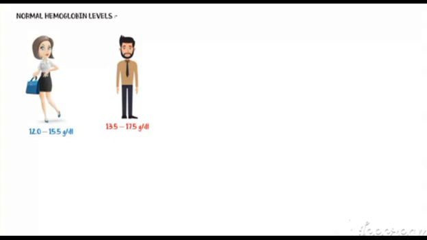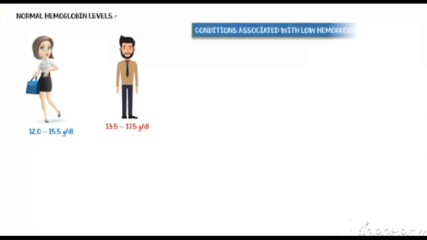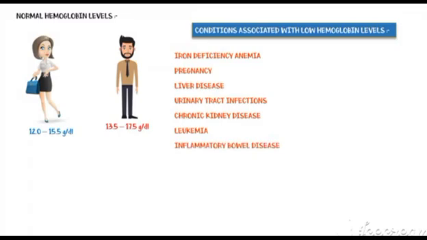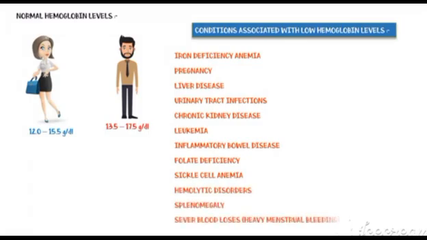Many conditions are associated with low hemoglobin levels in blood. Some of them include the following: iron deficiency anemia, pregnancy, liver disease, urinary tract infections, chronic kidney disease, leukemia, inflammatory bowel disease, folate deficiency, sickle cell anemia, hemolytic disorders, splenomegaly, and severe blood losses such as heavy menstrual bleeding.